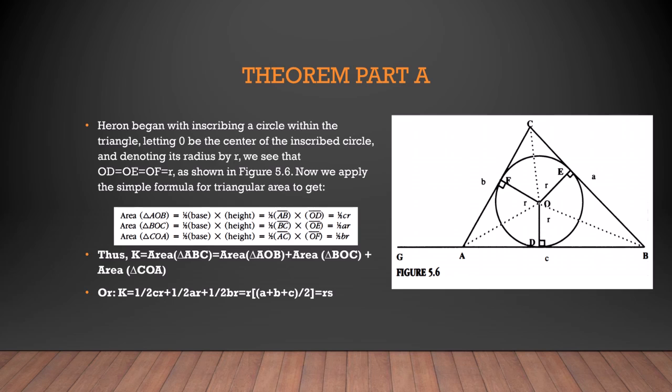Part A says, he began with inscribing a circle within the triangle, letting O be the center of the inscribed circle, and denoting the radius by R. We see that segment OD is equal to segment OE is equal to segment OF is equal to the radius, as shown in the figure to the right. Now we apply the simple formula for triangle area to get the image in the middle. Thus K, the area of triangle ABC, is equal to the area of triangle AOB plus the area of triangle BOC plus the area of triangle COA.